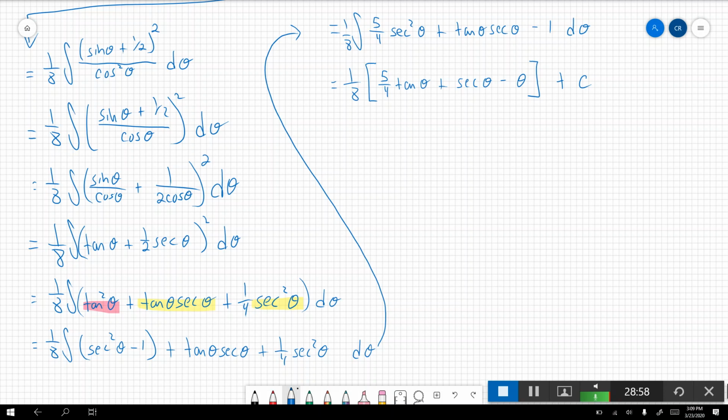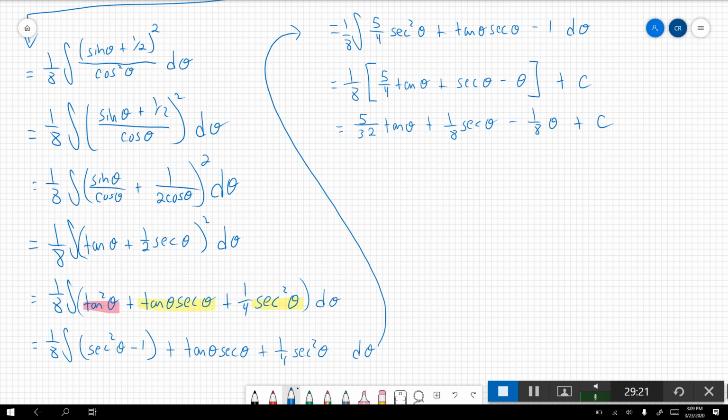So let's go through and distribute that 1/8. I don't like that 1/8 just floating around up there. So I'm going to distribute my 8. So this is now going to be 5/32 multiplied by tangent of theta plus 1/8 multiplied by secant of theta minus 1/8 theta plus C.